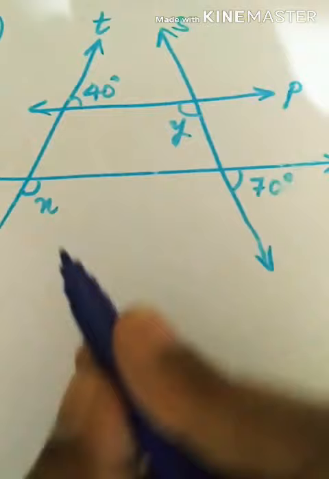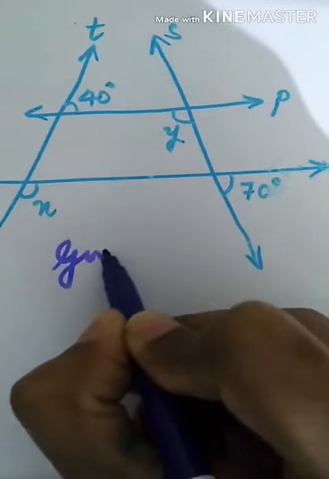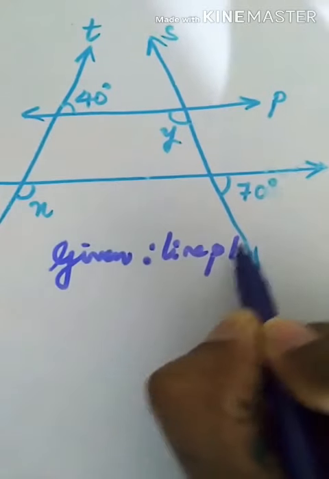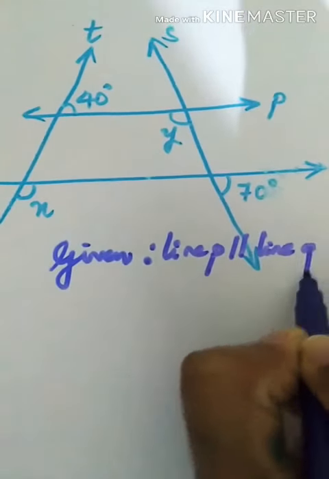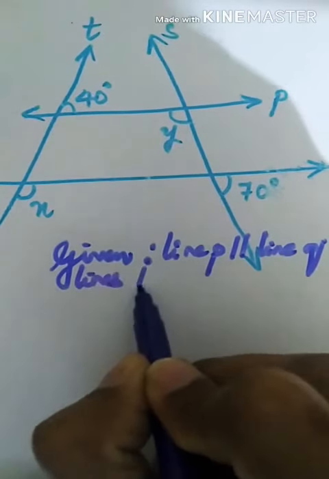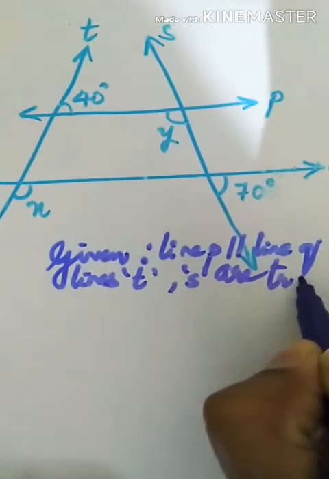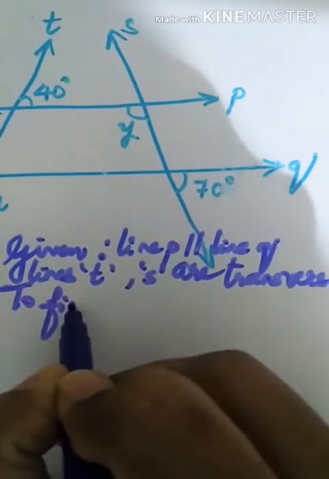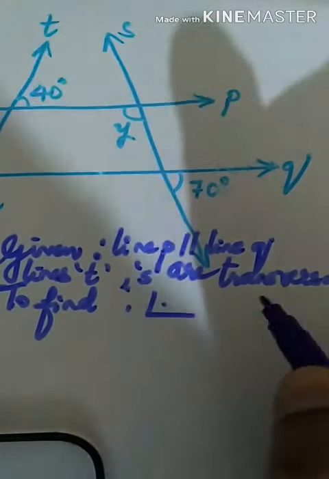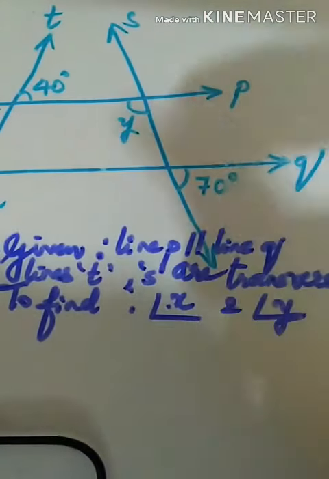Okay, so I have copied the figure. Let us write down the given part. What is given in the question? Line P parallel to line Q. Lines T and S are transversals. To find: measure of angle x and angle y. Let us start.